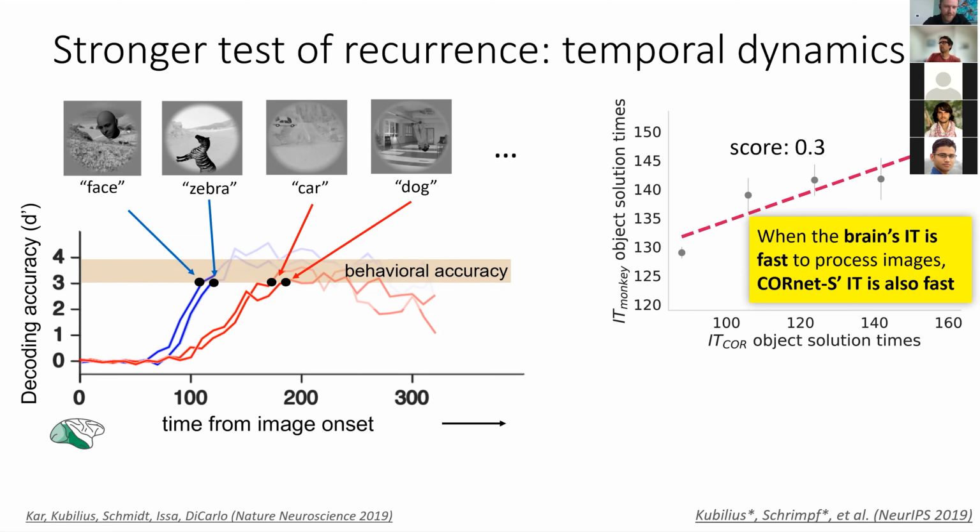And yeah, for the model, it's just recurrent steps that define basically the same analysis. So different recurrent steps in the model. We test, can we already solve the image from the current representations to the behavioral threshold? And if yes, then that is the solution time, and we correlate the model solution times with the brain solution times. And yeah, that is exactly the plot you see over here.